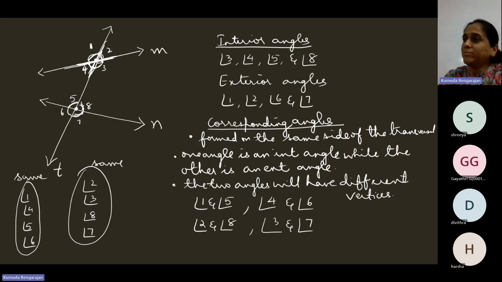So angle 5 plus angle 8 is 180. Angle 8 plus angle 7 is 180. Angle 7 plus angle 6 is 180. Angle 6 plus angle 5 is 180.